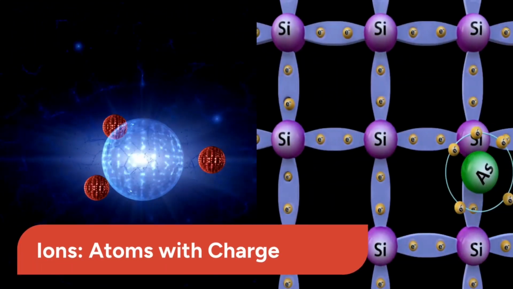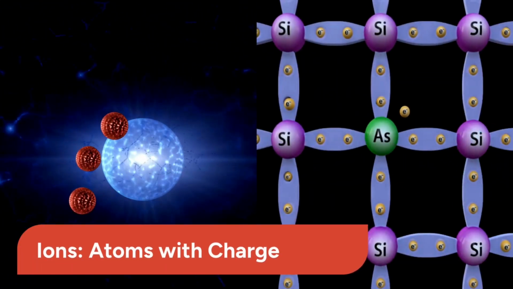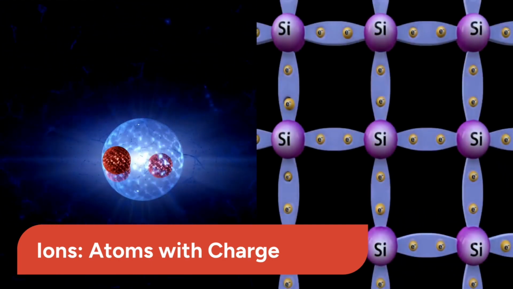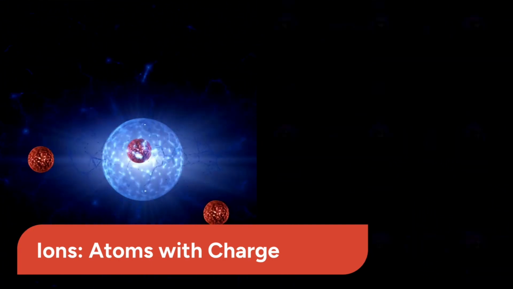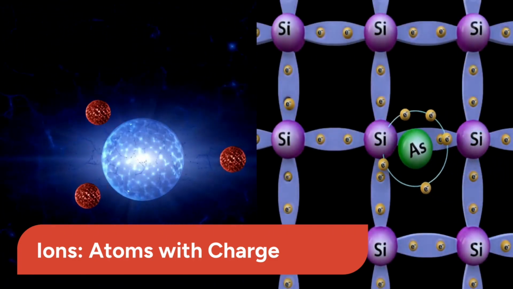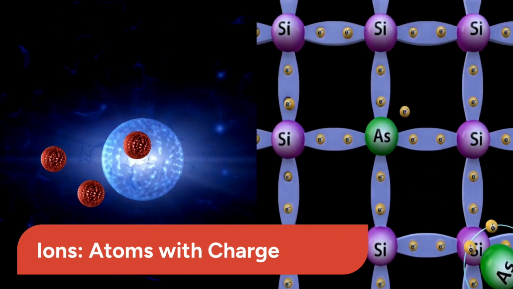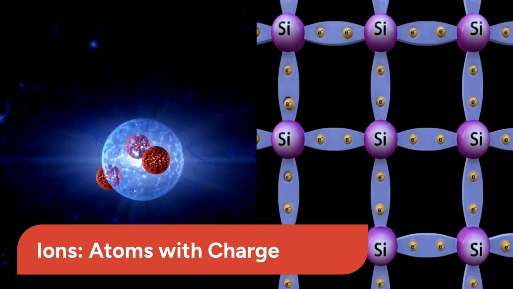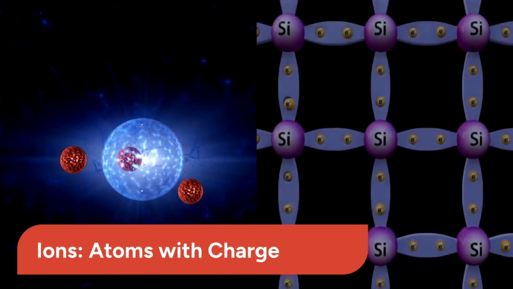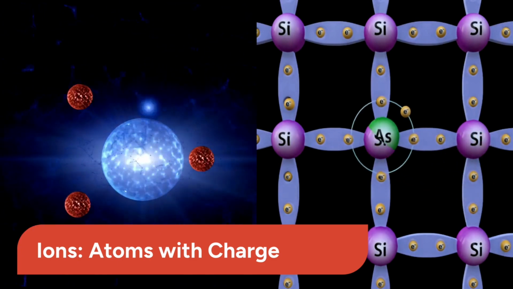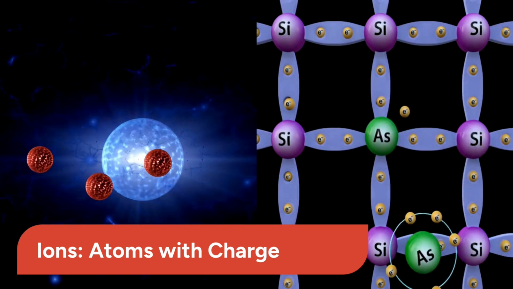Under normal conditions, atoms are electrically neutral, meaning they have an equal number of protons, positive charge, and electrons, negative charge. However, atoms can gain or lose electrons, which gives them an electrical charge. When an atom has a net positive or negative charge, it's called an ion. Gaining electrons makes it a negative ion, or anion, while losing electrons makes it a positive ion, or cation.